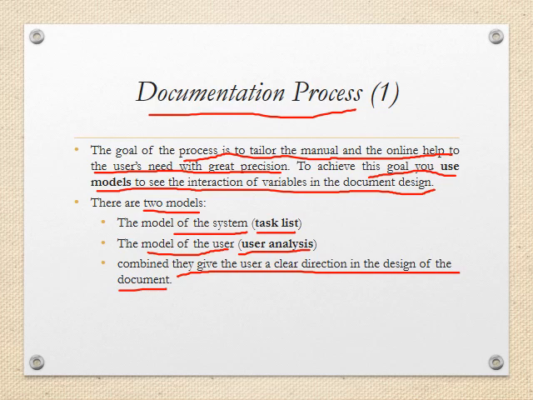بشكل عام حتى نقدر نخلي الدوكيومنت adapt to the user needs، we have to depend on two models. اول موديل اللي هو التاسك ليست، وهذا التاسك ليست بيحتوي على كل التاسك اللي الموجوده بالسيستم and that the system offers for us. The second thing اللي هو الموديل of the user، والموديل of the user بيعتمد على اليوزر analysis and will give us the set of tasks needed by the user or the user usually perform. If we combine them together بكون عندنا clear picture عن طبيعة الديزاين والاوتلاين للدوكيومنت تبعنا.